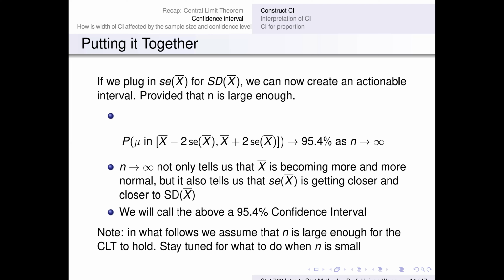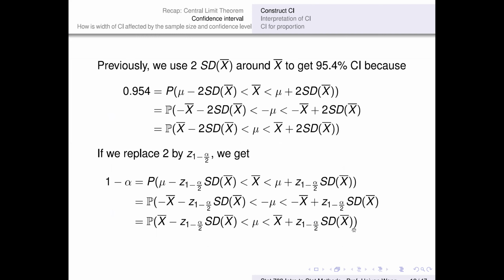So in the next few slides, we will still assume that the sample size n is large enough so that we can use the central limit theorem to help us construct the confidence interval. When n is smaller, in later lectures, we're going to learn another distribution, the t distribution, that will help us construct the confidence interval. So we have learned this two standard errors around the mean that give us the 95.4%.